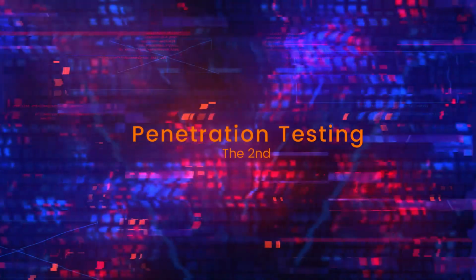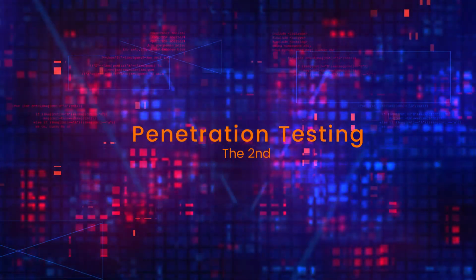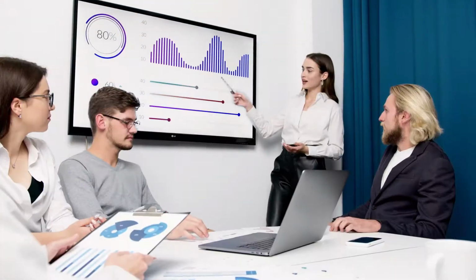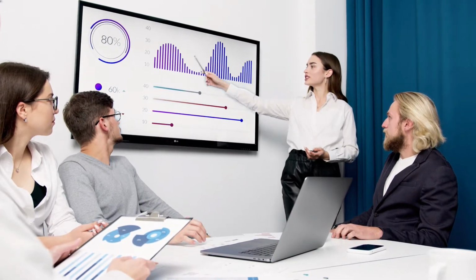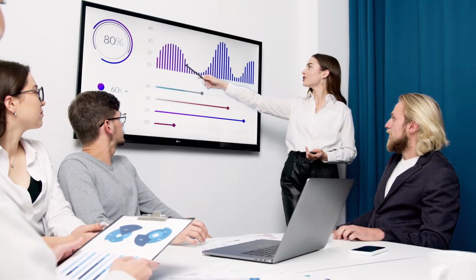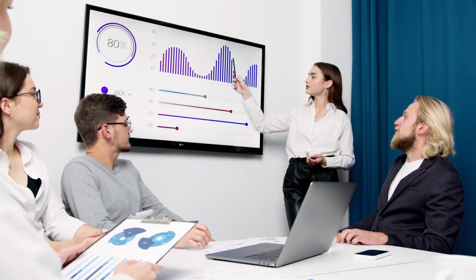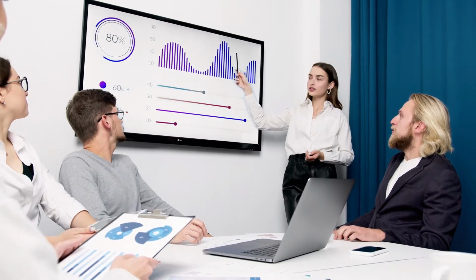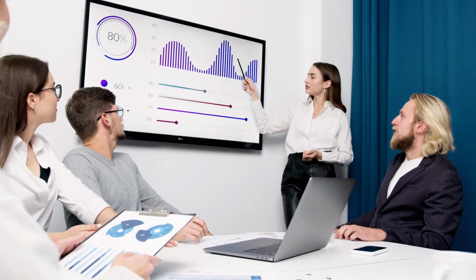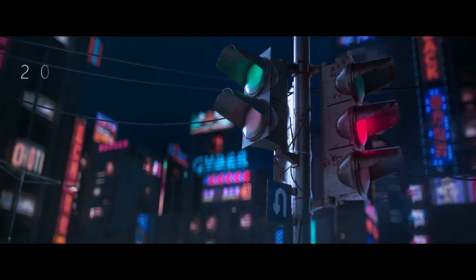The second way to make money with hacking is penetration testing. Penetration testing can be an excellent career choice for individuals with strong computer, IT, and problem-solving skills. The BLS projects much faster than average growth for information security analysts, including penetration testers, from 2020 to 2030.